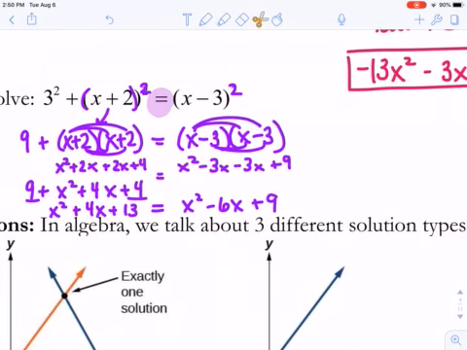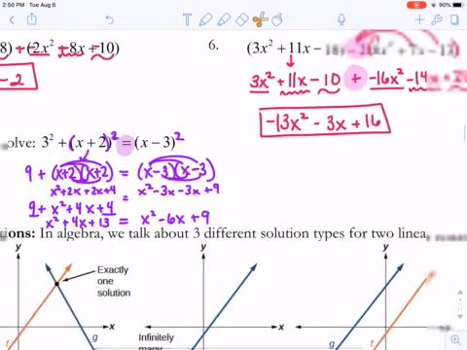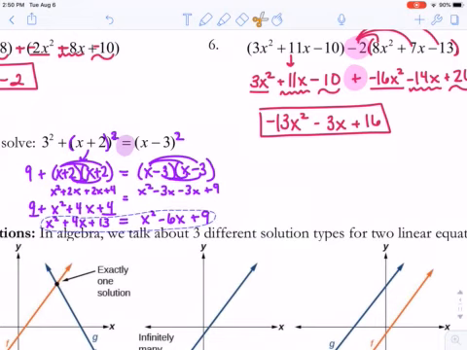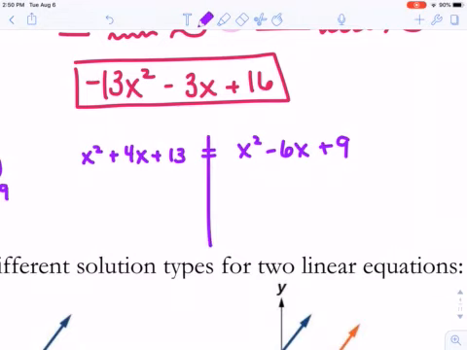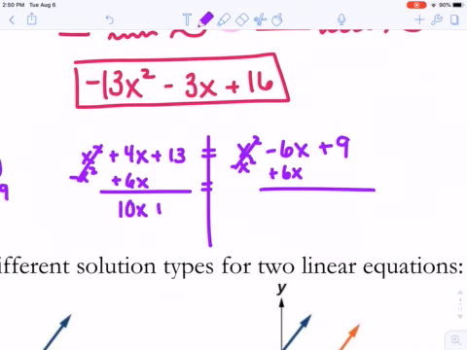So what I'm going to do is just simply move this equation here. Now I'm going to focus on solving for x. So here we have to move things from one side of the equal sign to the other. So I can subtract x squared from both sides, and those cancel. Then I'm going to add 6x to both sides to get the x's all on one side. So what I have then is 10x plus 13 is equal to, the 6x's cancel, 9.